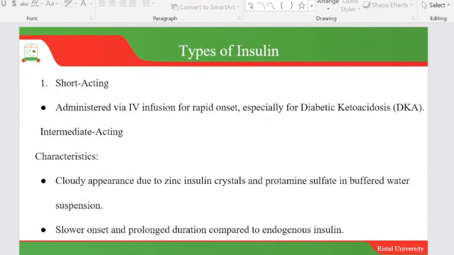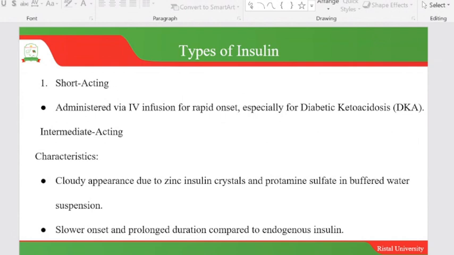Let's look at types of insulin. We have the short-acting insulin, intermediate insulin, and long-acting insulin. So short-acting insulin, this is administered via IV infusion for rapid onset, especially for diabetic ketoacidosis.